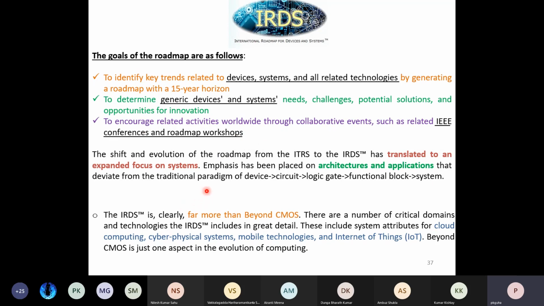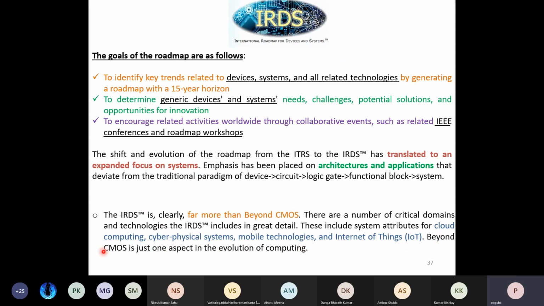And so the focus is now in a little bit different direction. As I said, beyond CMOS, there are a number of critical domains and technologies that IRDS includes in greater detail. For example, probably you have heard of cloud computing, cyber physical systems, which basically look after safety and security of your system, mobile technologies, Internet of Things, that is IoT, and so on and so forth.